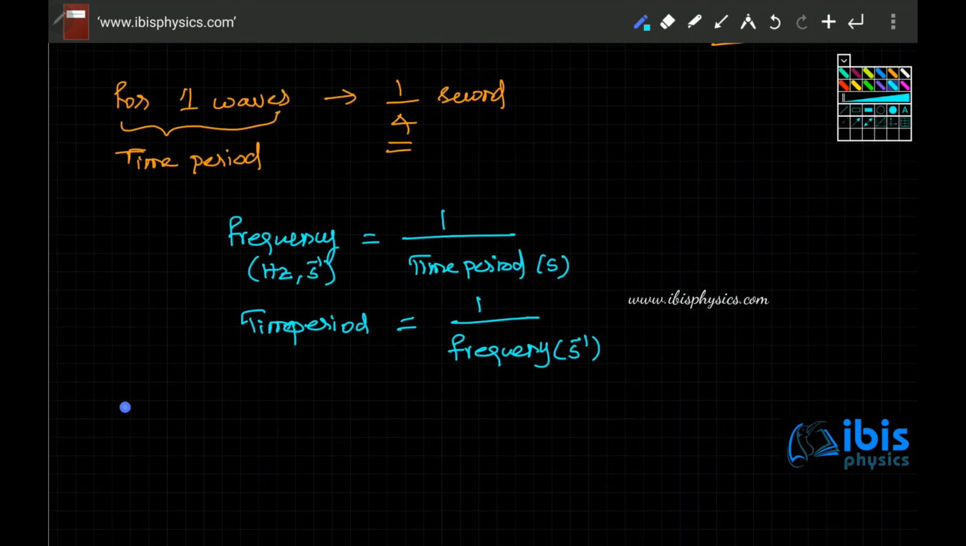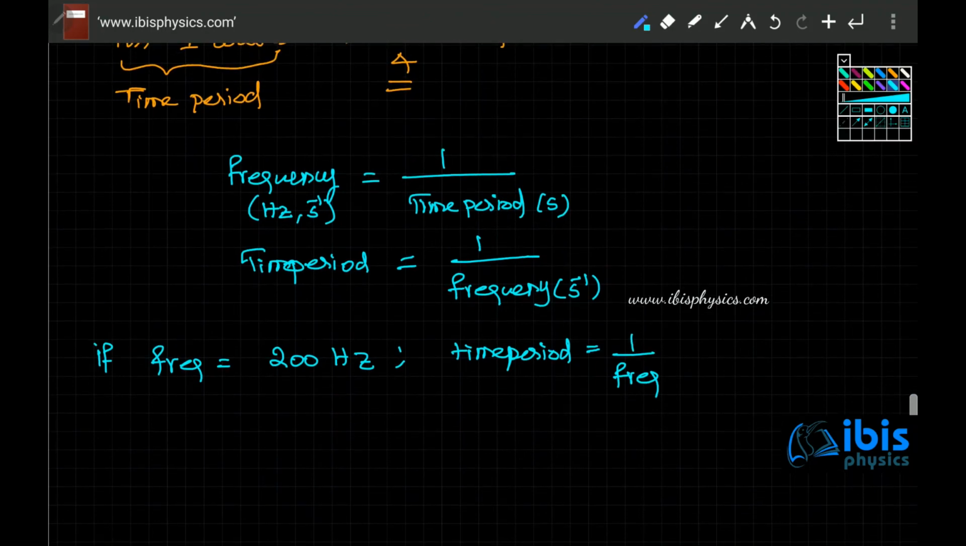And what is the natural consequence? If frequency is equal to 200 hertz, what is the time period? Time period is equal to 1/frequency, which means 1/200 hertz. Hertz means second power -1. When the second power -1 comes up, seconds will be 1/200. 1/200 seconds. If you just cut 3 zeros, it becomes 1/0.2, if you move 1, 2, 3.